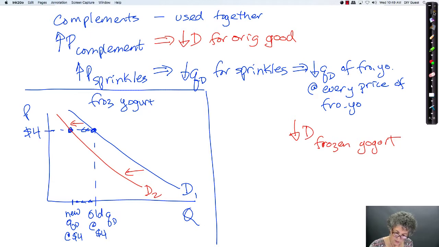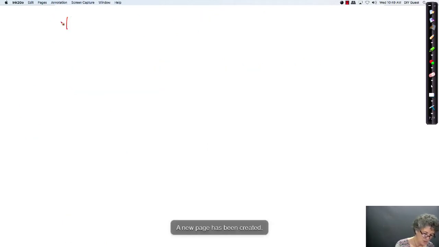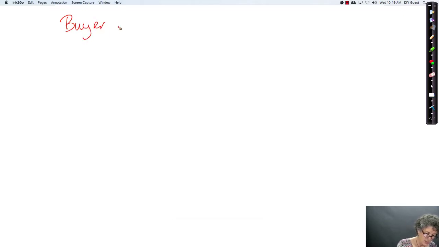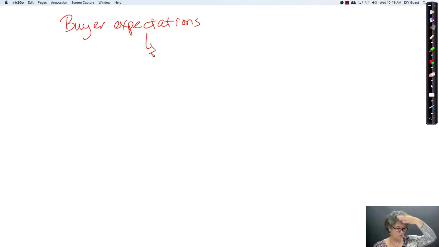New slide. Okay, the last one I didn't do yet was buyer expectations. Sloppy handwriting, sorry. Buyer expectations is kind of vague. Hope that's okay. Well, it has to be okay. What it means, it can mean their expectations. So expectations generally is what do you think is going to happen in the future? So what do you think is going to be happening in, where are we? In November, December, January, February.